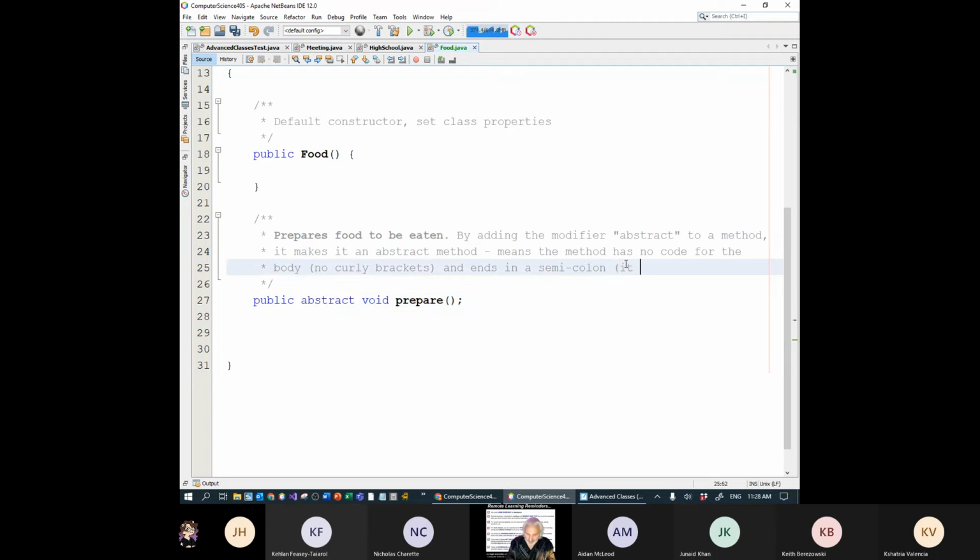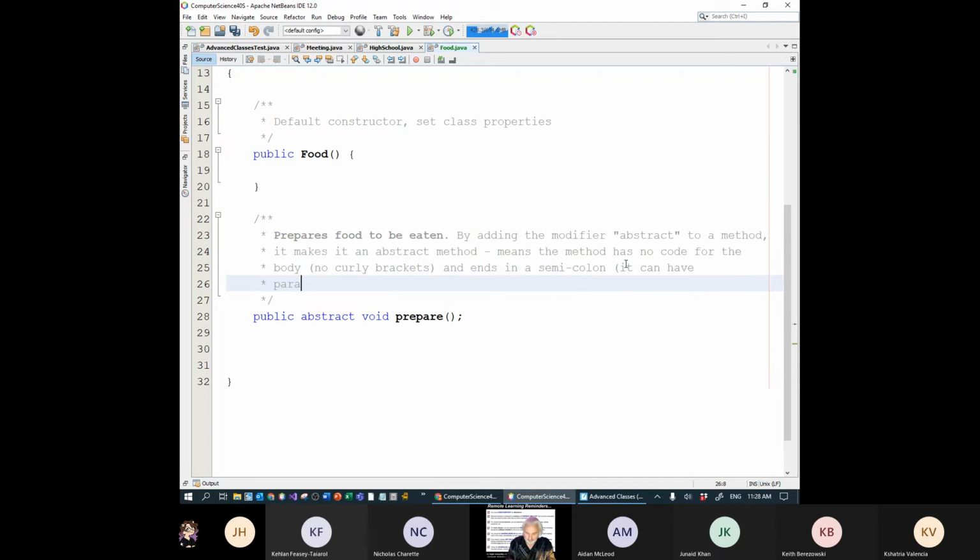Note, it can have parameters. And it can return a value. It doesn't in this case, but it can do that, right? And actually, we'll do a version of an abstract method that kind of does that as well, okay?